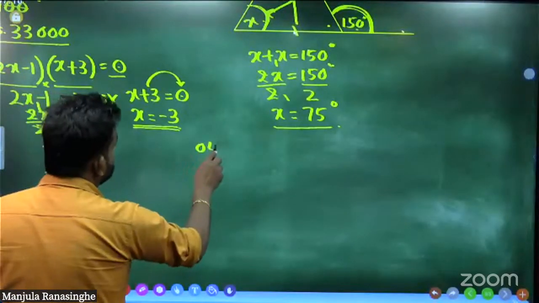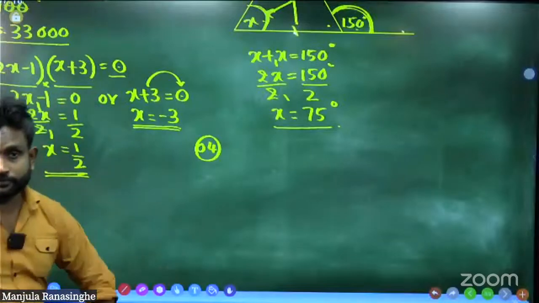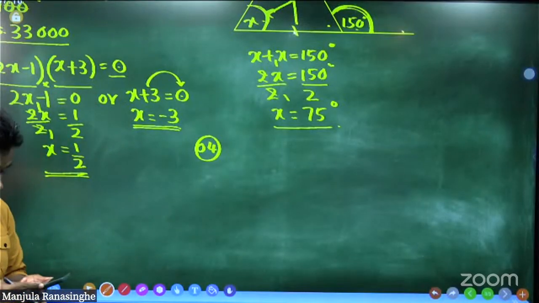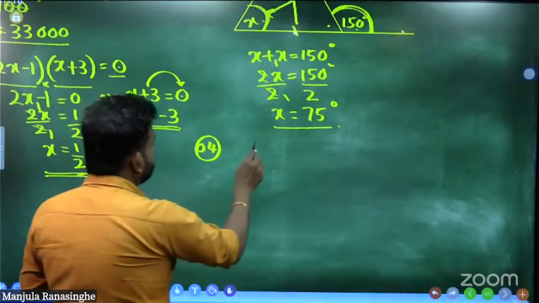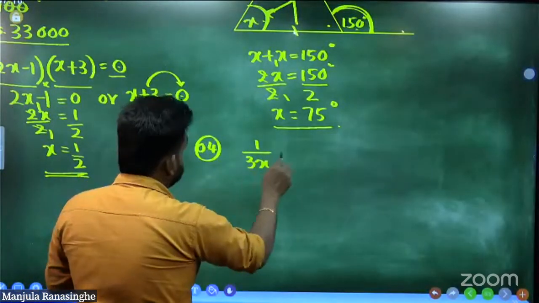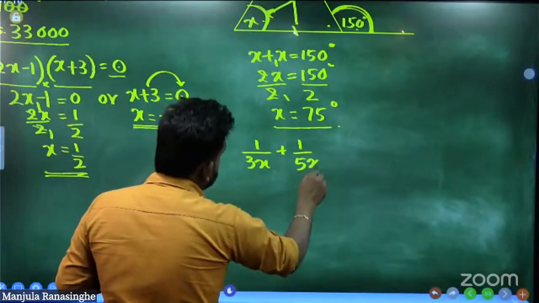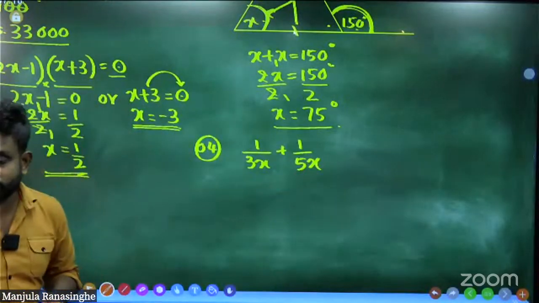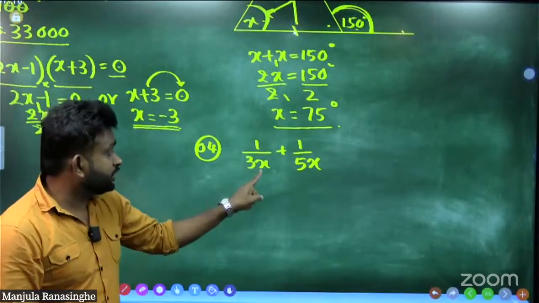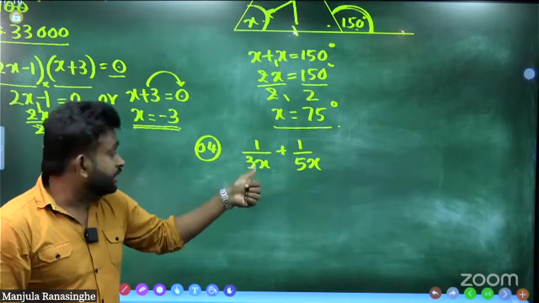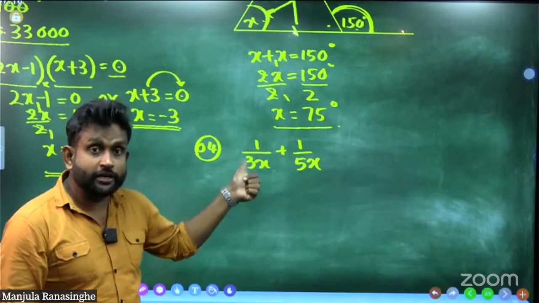Right, now we move to the fourth question. Simplify 1 upon 3x plus 1 upon 5x. So you know that here are two algebraic fractions being added. In algebraic fraction addition, what is the condition? The denominators must be equal.